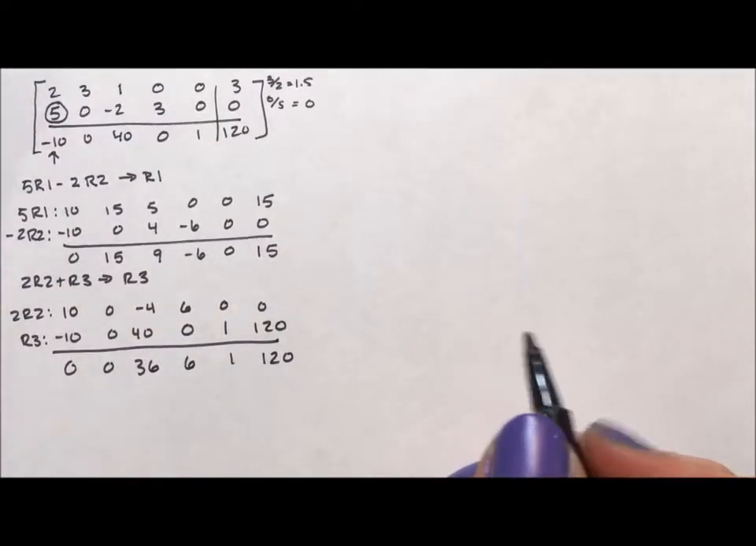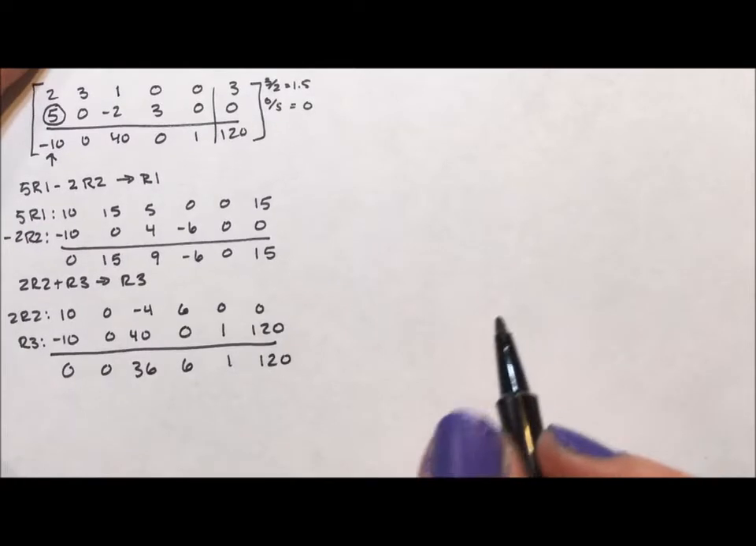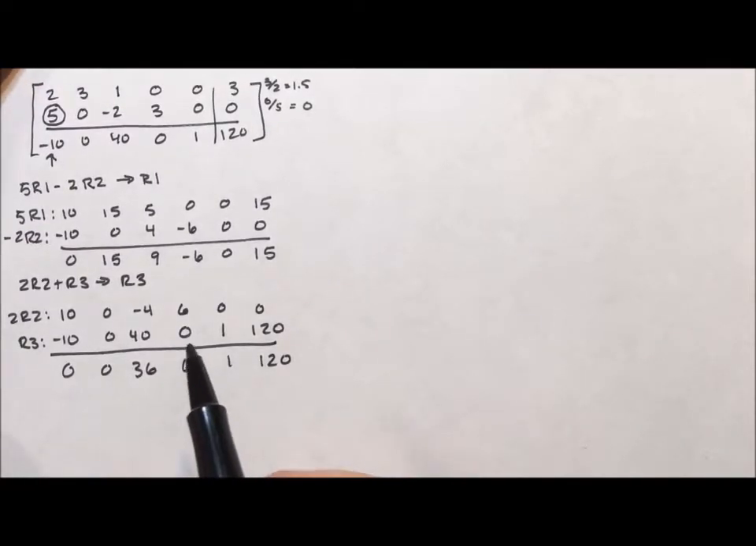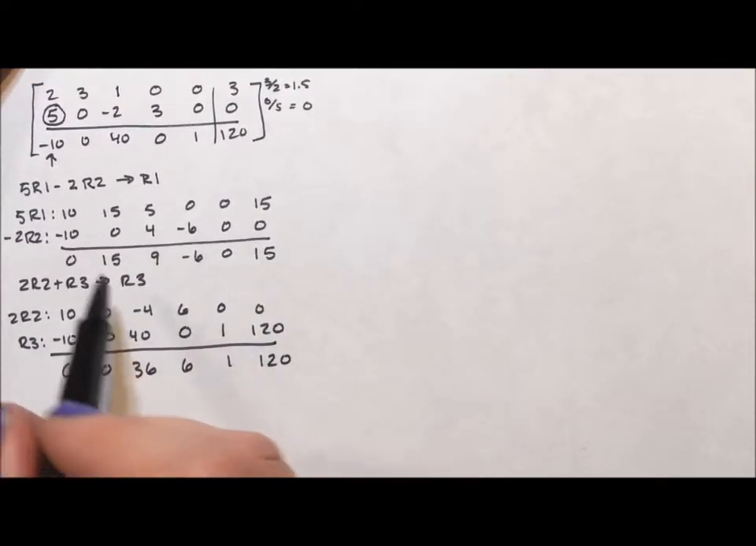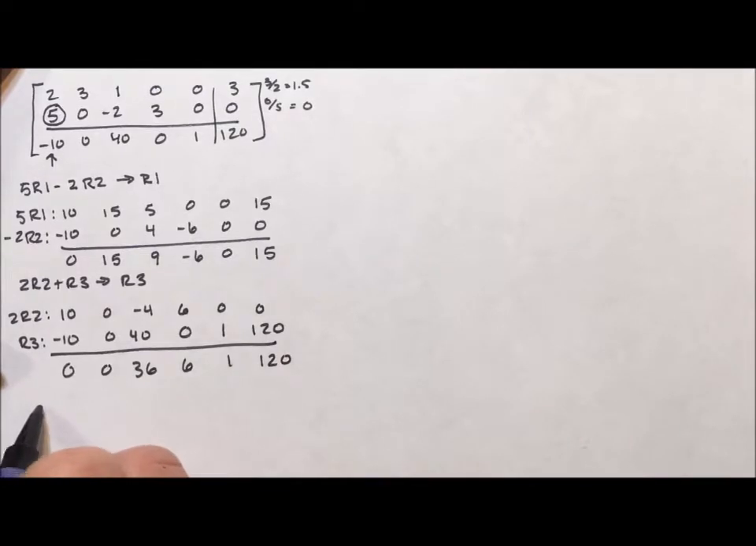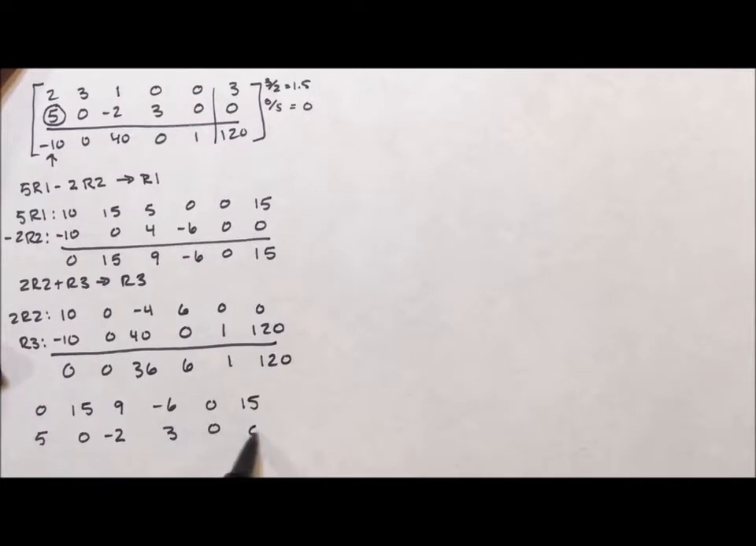When I put this all together into a matrix, the first row becomes 0, 15, 9, negative 6, 0, 15. Second row didn't change, 5, 0, negative 2, 3, 0, 0. The third row becomes 0, 0, 36, 6, 1, 120.